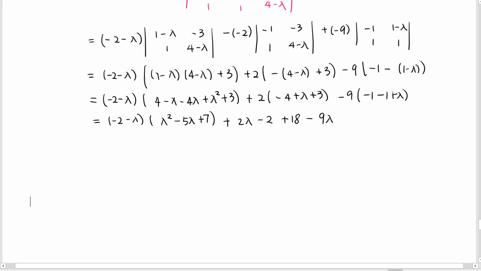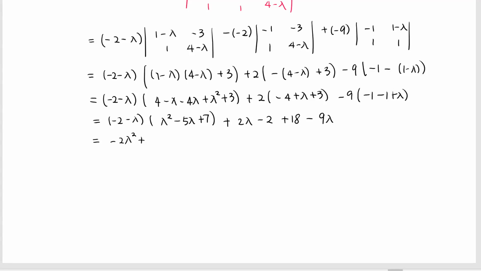I'm already skipping a few steps in the calculation because this problem is going to be so long. Okay, so distribute it. Minus 2 times lambda squared is minus 2 lambda squared. Minus 2 times minus 5 lambda is plus 10 lambda. And then minus 2 times 7, negative 14. Minus lambda cubed, plus 5 lambda squared, minus 7 lambda. Then we can combine these, becoming minus 7 lambda, and combine this, becoming plus 16. Okay, almost.